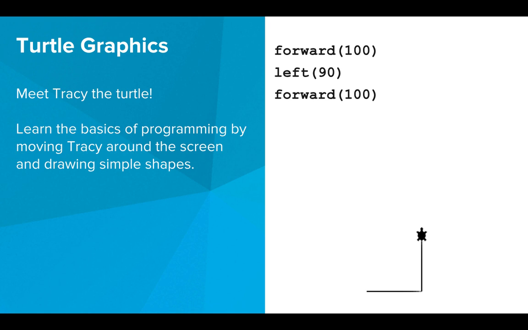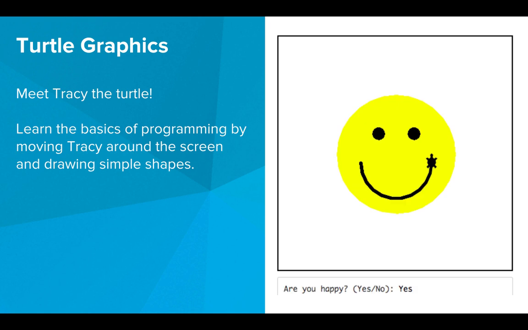You'll start off by writing programs with Tracy the Turtle. You'll learn some fundamental elements of programming by writing programs that basically consist of commands that tell Tracy to move around the screen. Stringing these commands together in the right way will let Tracy draw some cool shapes and pictures. You'll even learn some basic control structures and how to allow user input to alter the commands Tracy follows, like in the happy face program shown here.